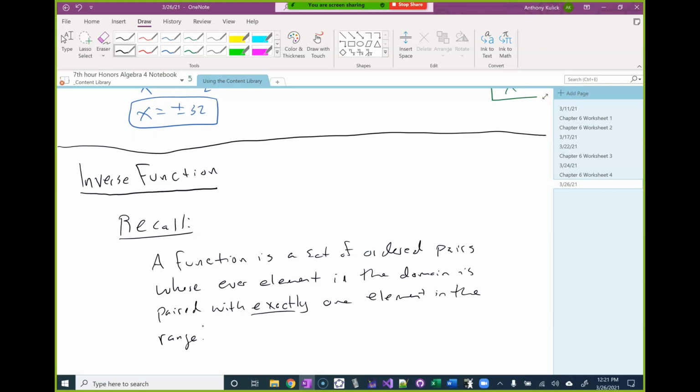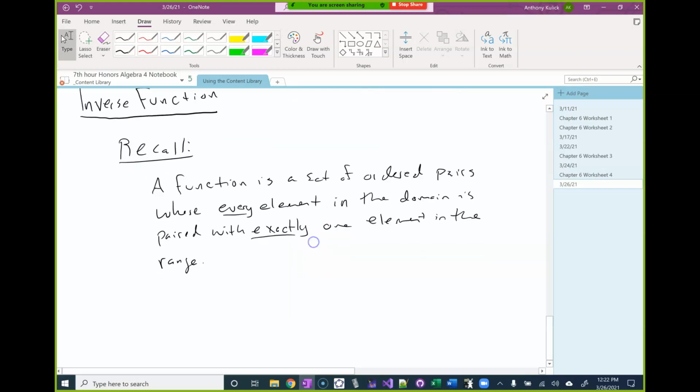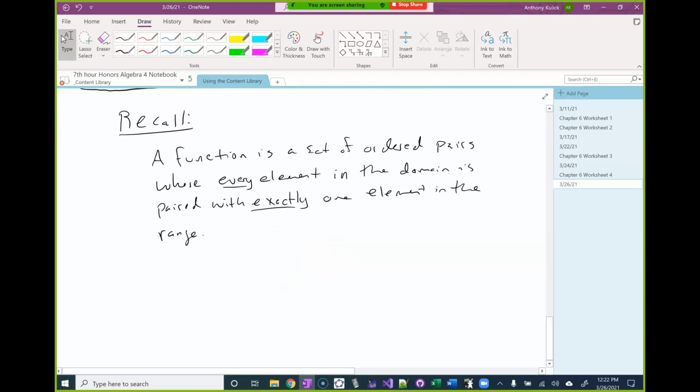So we say that a function is a set of ordered pairs where every element in the domain is paired with exactly one element in the range. So again, that's just a refresh from first semester, where we spent a good bit of time at the beginning of the semester talking about functions. At least my crew did. I'm not positive how Miss Morgan started the year, but I think you guys talked about this stuff too.